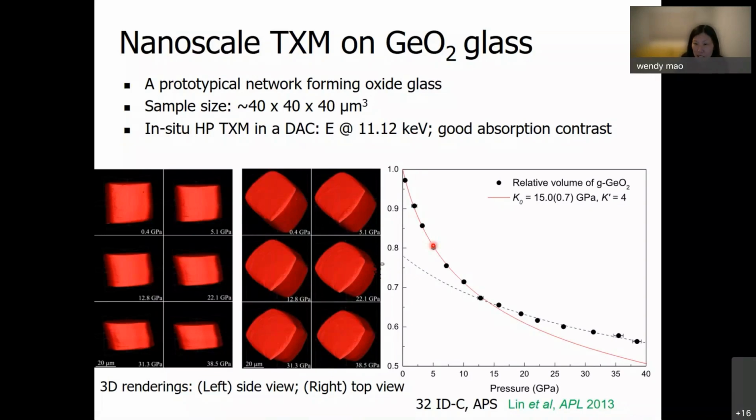And so the one thing to notice here is that although the density data appears to display a continuous trend up to the highest pressure, there's actually a change in the compressibility around 10 to 13 GPa. And this complements our other high pressure XRD data on GeO2 glass, where we observed a pressure-induced transition from 4-coordinated germania polyhedra to 6-coordinated polyhedra.